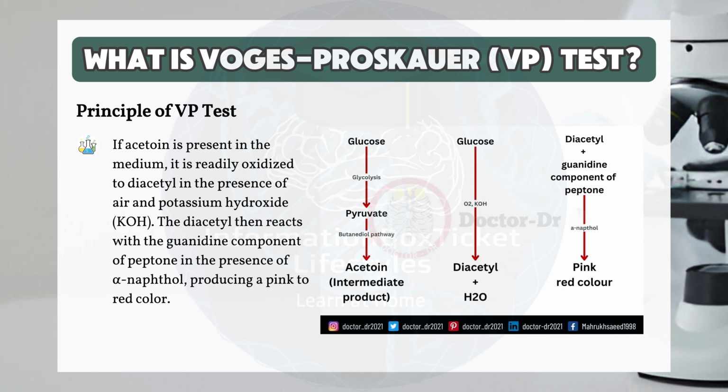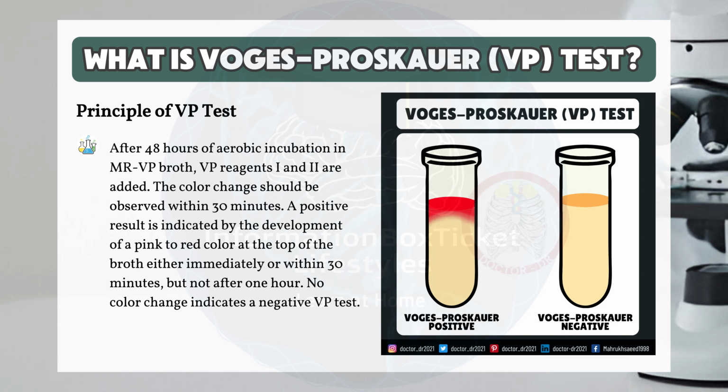If acetoin is present in the medium, it is readily oxidized to diacetyl in the presence of air and potassium hydroxide, KOH. The diacetyl then reacts with the guanidine component of peptone in the presence of alpha-naphthol, producing a pink to red color. After 48 hours of aerobic incubation in MR-VP broth, VP reagents I and II are added. The color change should be observed within 30 minutes.